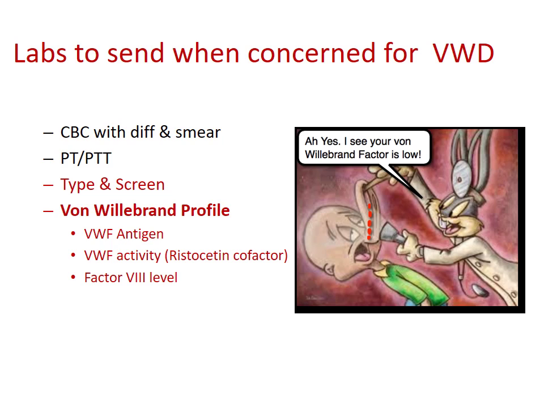You want to send a type and screen, namely because your von Willebrand's antigen levels will vary with your blood type. And then you want to send what's called a von Willebrand's profile. And this includes an assessment of your von Willebrand's factor antigen levels, as well as your von Willebrand's factor activity, which is measured with what's called a ristocetin cofactor activity, and then also a factor VIII level.